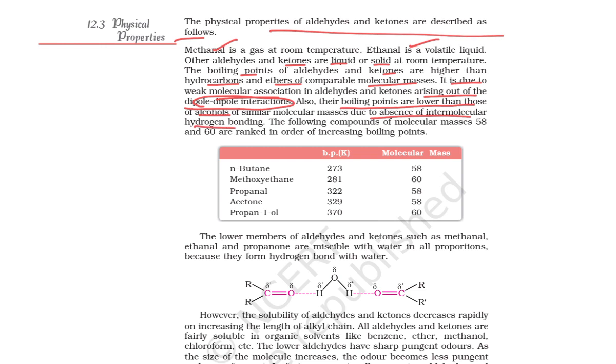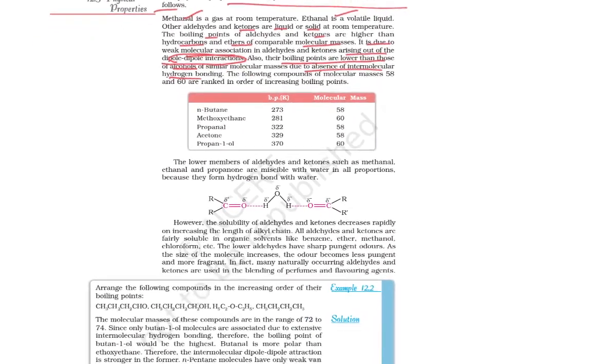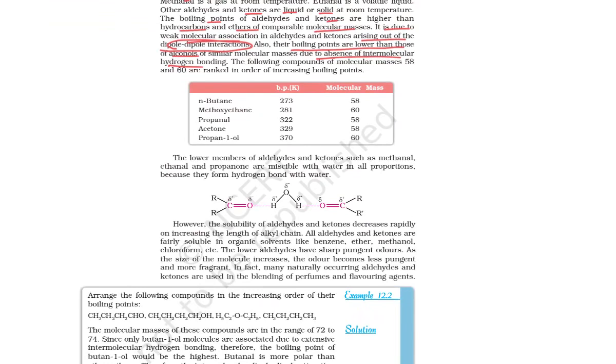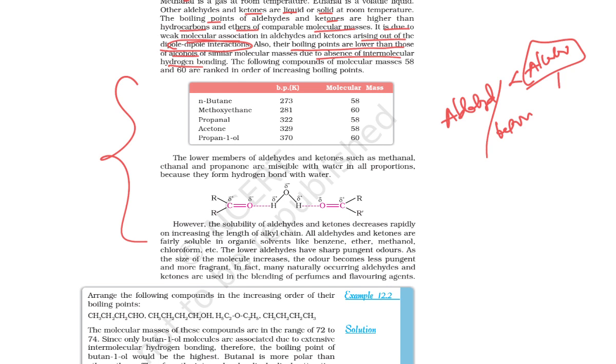So if I compare the boiling point of your aldehyde and ketone with your ether and hydrocarbon, at that time your aldehyde and ketone have a higher boiling point, because there is dipole-dipole interaction present in aldehyde. Okay, in case I compare your aldehyde and ketone with alcohol, this is going to be a lower boiling point compared to alcohol, because in alcohol there is presence of intermolecular hydrogen bonding. Clear? Right. So I will explain in a detailed way by solving the next question in the example sums.